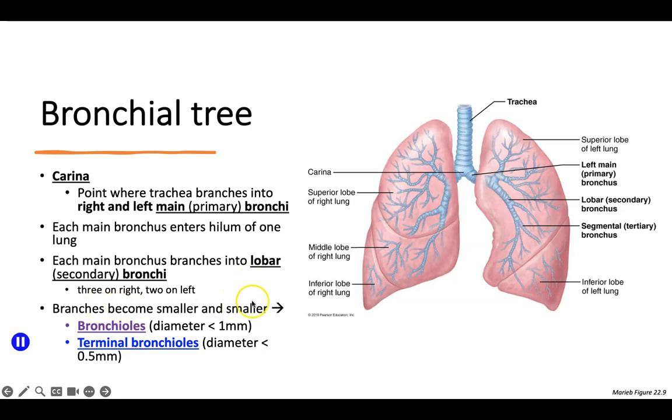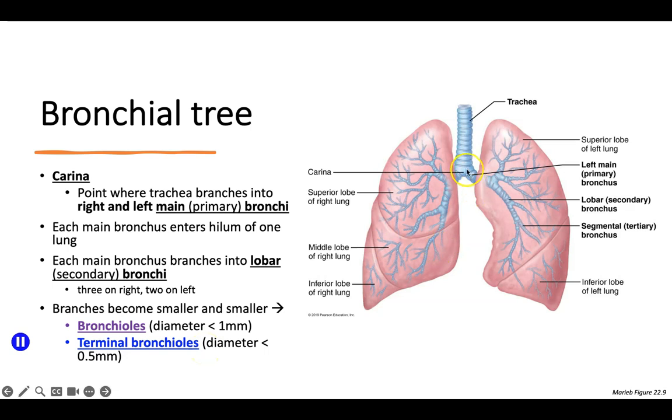The branches then become smaller and smaller. From those secondary lobar bronchi, we get into these segmental or tertiary bronchi, so more splitting happening within each lobe. From those tertiary bronchi, the branches become smaller. Once they're under 1 millimeter, those are termed bronchioles. Once they are under half of a millimeter, they're termed terminal bronchioles.